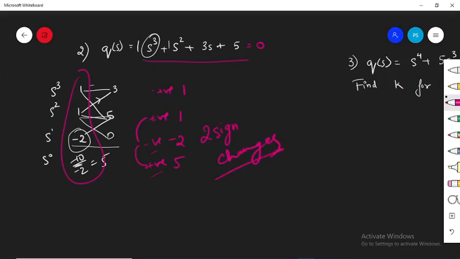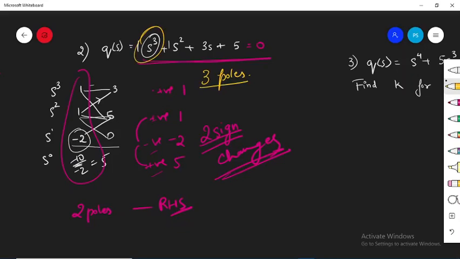Okay. If there are two sign changes, that means two poles are lying on the right hand side of the S plane. And how many total number of poles are there in this system? So here you can see s to the power 3, that means we have 3 poles. So the number of poles for the system is 3. 2 poles are lying on the right hand side. So how many poles are lying on the left hand side? There is only one pole which is lying on the left hand side.